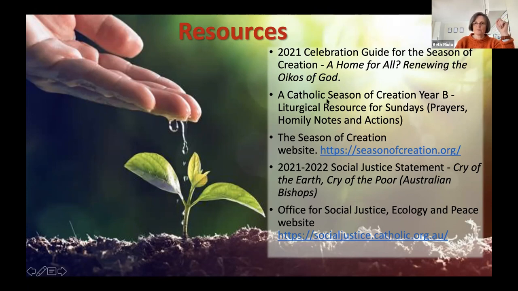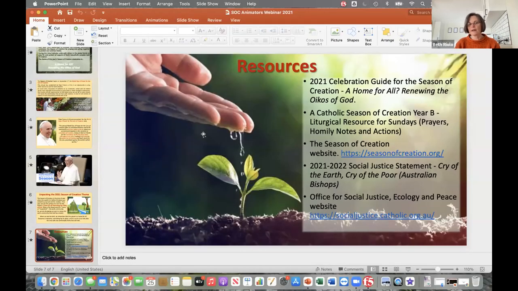But the beauty of this particular resource is it's a liturgical resource for Sundays. And so there are prayers, homily notes, and actions. You could be sending this to your parish priest, and they would be able to use the readings of the day to connect in with the season of creation. So it wouldn't be seen as an extra, it would just be integrated into the Sunday liturgy.